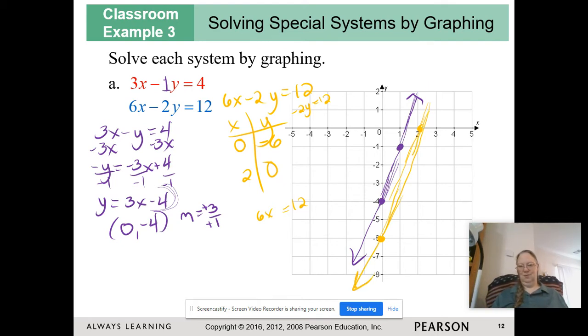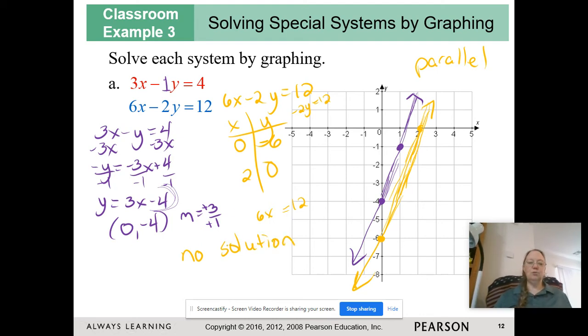Oh my goodness, I really made a mess of it. That's supposed to be a straight line. If you notice, these two lines are parallel, or at least they were supposed to be before I totally messed up this line. Okay, so these two lines are parallel. That means they are never going to intersect. So we would say there's no solution.